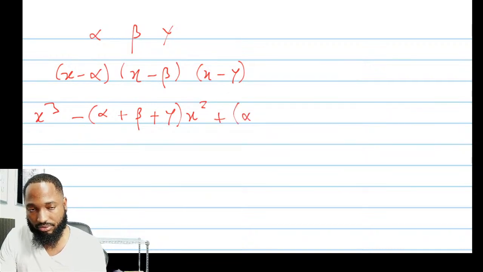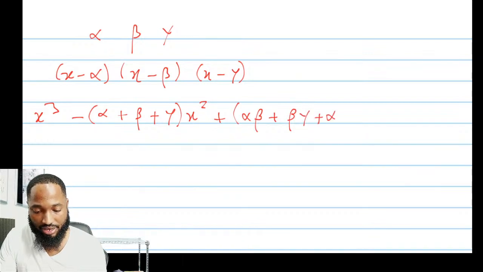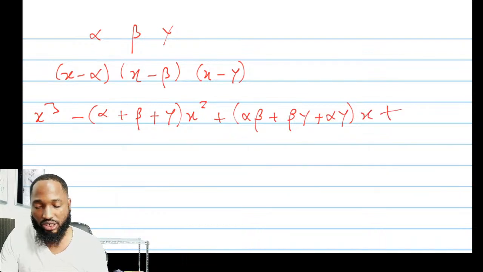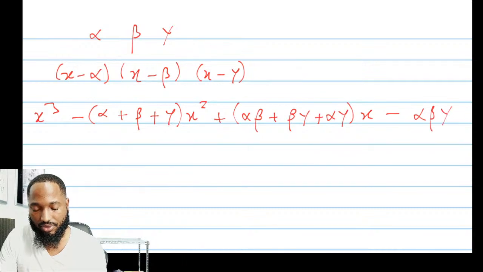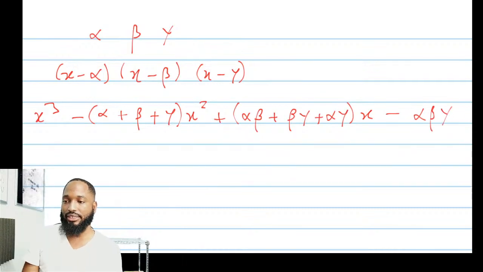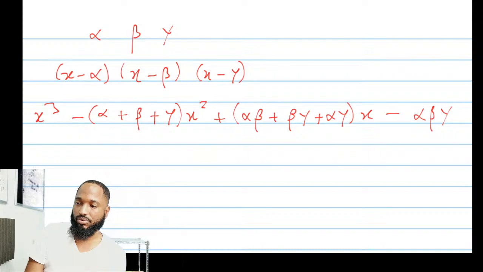Anyhow you want to do this, just make sure everybody gets hit with everybody. Alpha beta, beta gamma, and alpha needs to hit gamma now, alpha gamma, times x. And last but not least, you just end up with straight up the product of the roots, where it will be negative. So once you know that, you're good.